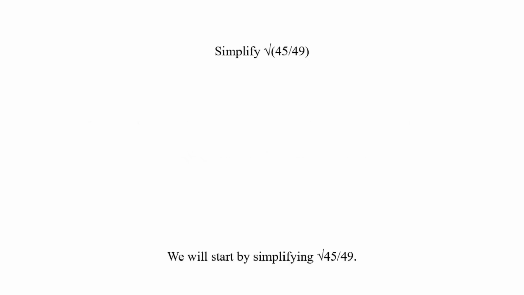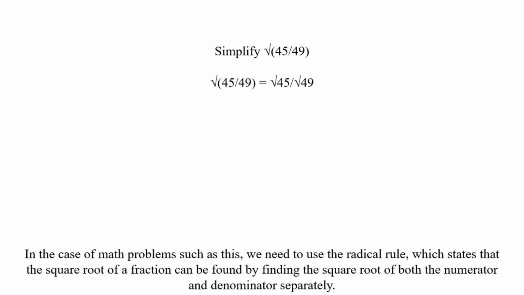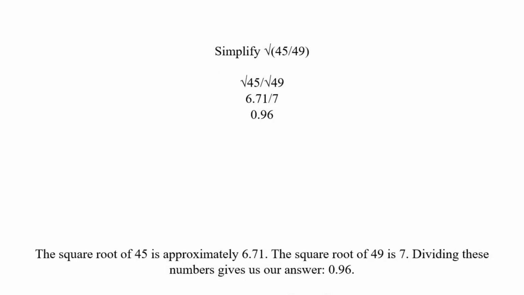We will start by simplifying the square root of 45 divided by 49. In the case of math problems such as this, we need to use the radical rule, which states that the square root of a fraction can be found by finding the square root of both the numerator and denominator separately. The square root of 45 is approximately 6.71. The square root of 49 is 7. Dividing these numbers gives us our answer, 0.96.